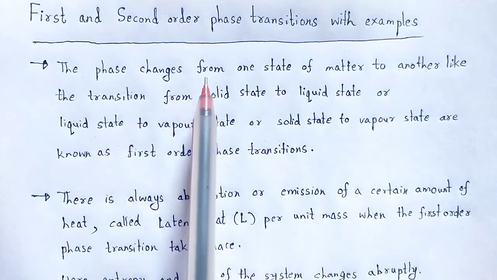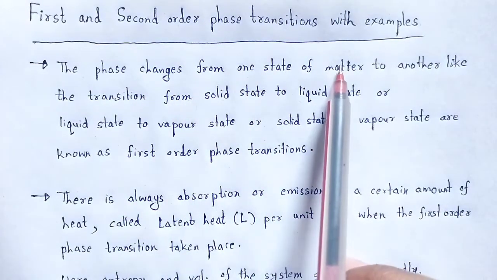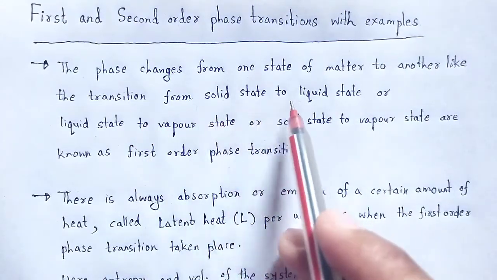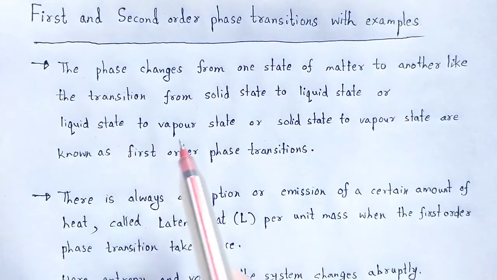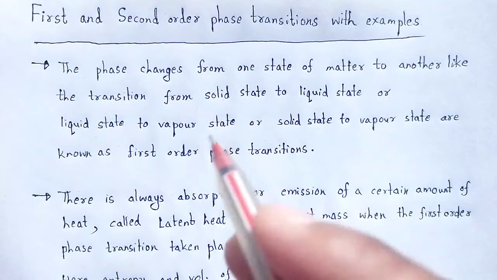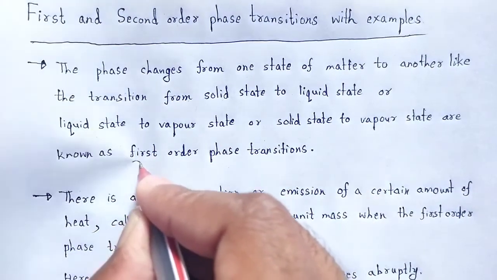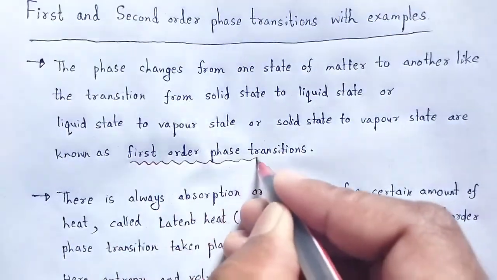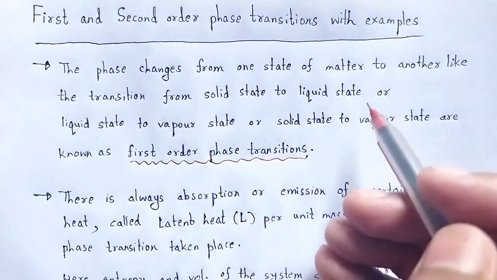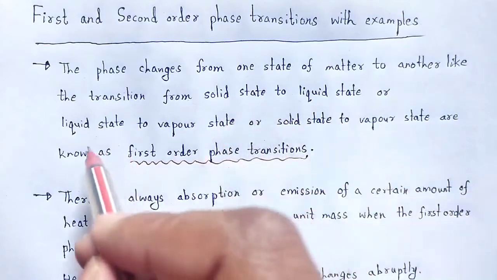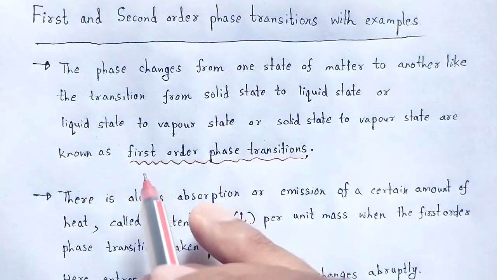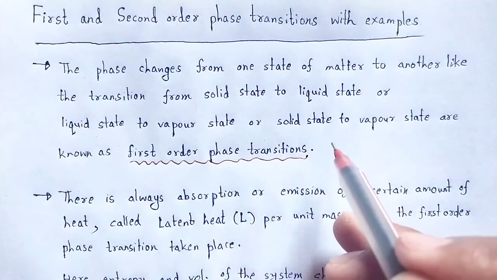The phase changes from one state of matter to another, like the transition from solid state to liquid, or liquid state to vapor state, or from solid state to vapor state. These are known as the first order phase transition. Examples like solid to liquid, liquid to vapor, or solid to vapor are under the category of first order phase transitions.